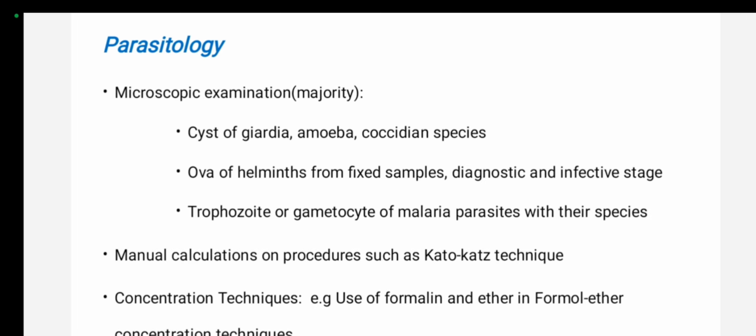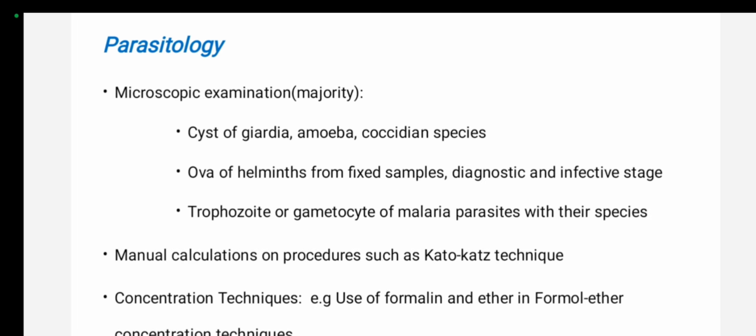Whereas the formalin is what is used to fix the specimen, fix the parasite or the ova, and to stay at the bottom of the solution. So this is just for your example: in every concentration technique we have to know the purpose of each chemical that is used. Okay, so this is important in the parasitology section.